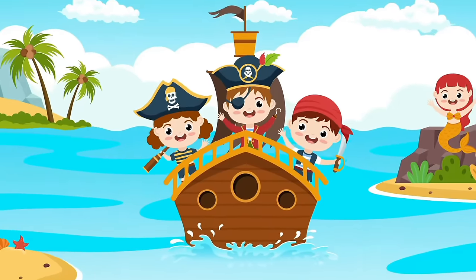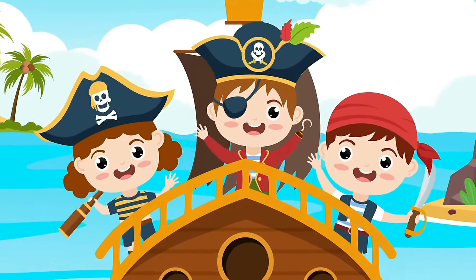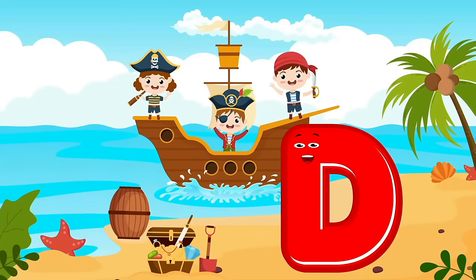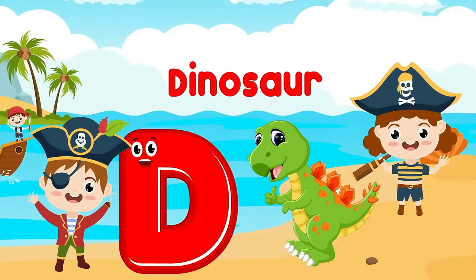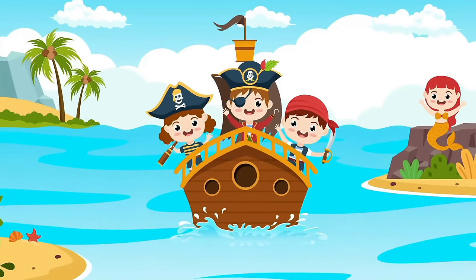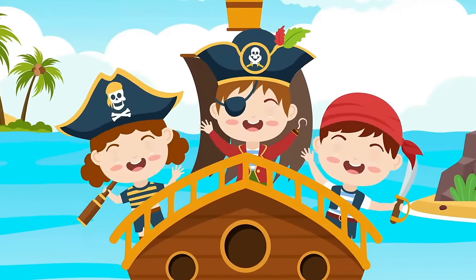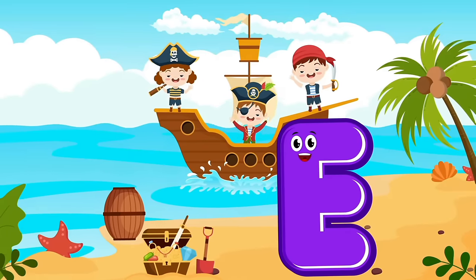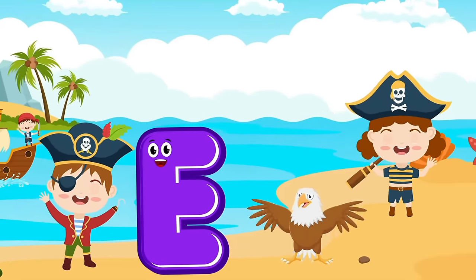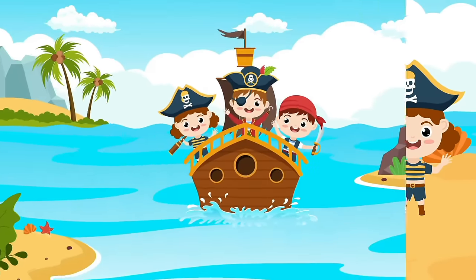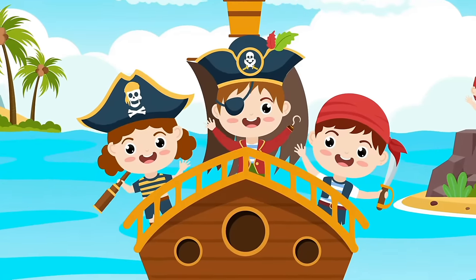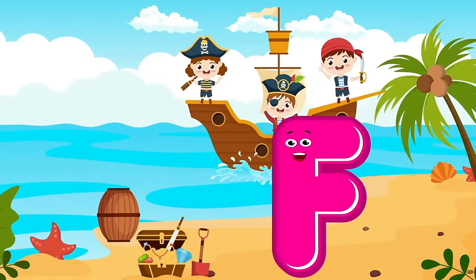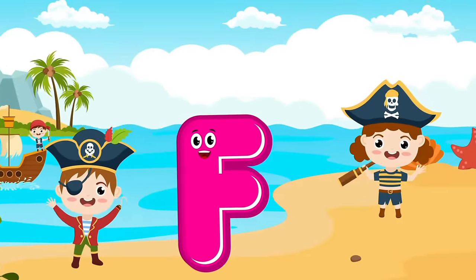Look! Pirates are finding alphabet D. Here is alphabet D. D is for dinosaur. Now the pirates are finding the alphabet E. Here is an alphabet E. E for eagle. Now the pirates are finding which alphabet. They are finding the alphabet F. Look, here is an alphabet F. F for fun.